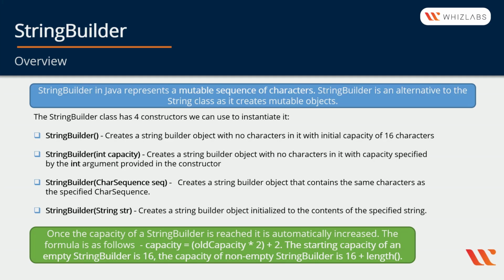Once the capacity of a StringBuilder is reached, it is automatically increased. The formula is as follows. Capacity is equal to old capacity multiplied by 2 plus 2. So for example, if we have a StringBuilder object with a capacity of 20, the next increment will be 20 multiplied by 2 plus 2, which will be 42. The starting capacity of an empty StringBuilder is 16. The capacity of a non-empty StringBuilder is 16 plus the StringBuilder's length.